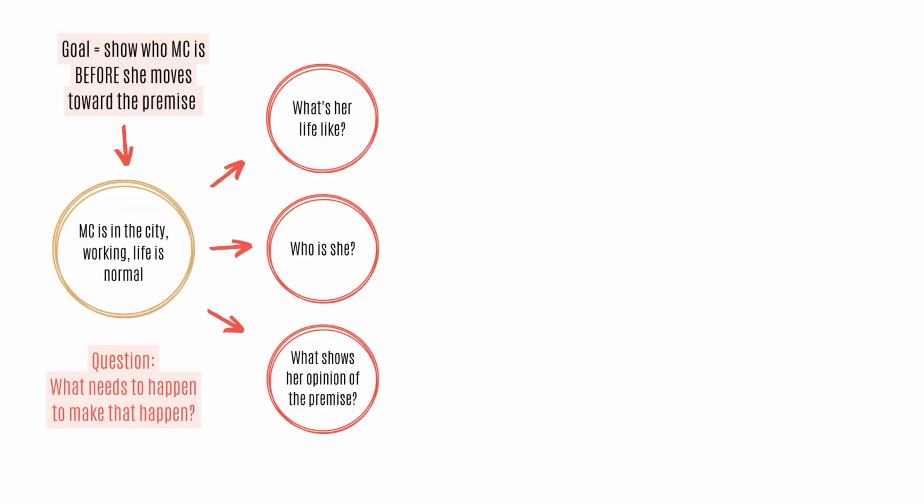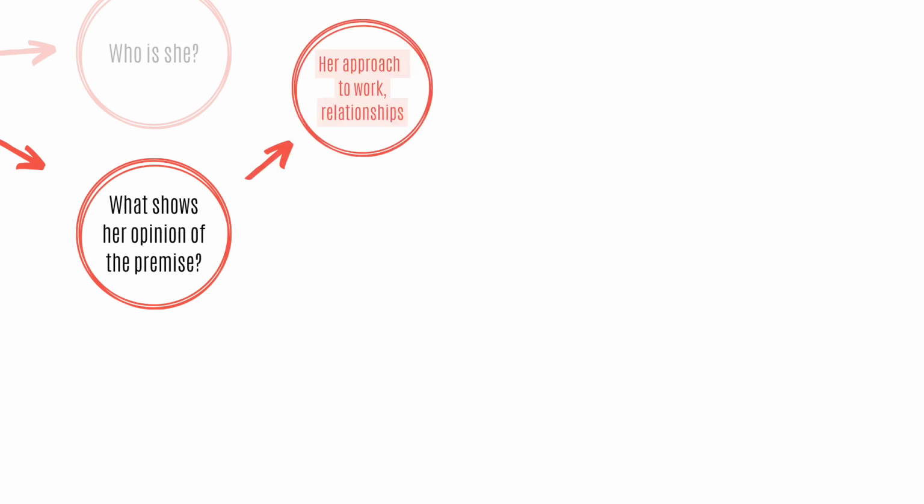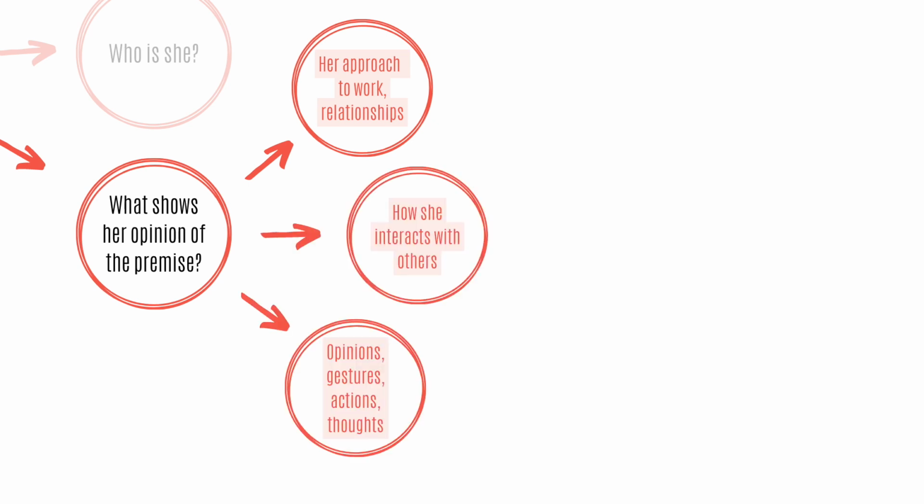Okay, now back to that point. With the other two questions, who is she and what shows her opinion of the premise, those will likely be answered as I write the scenes for the first question, what is her life like? But it can still be helpful for you to think through them, especially the third one. So let's do that really quick. What might help us show how our main character feels about our premise? We could show it through how she approaches work, how she approaches her relationship, how she interacts with others. We could show it through her opinions, thoughts, actions, even her gestures and expressions.